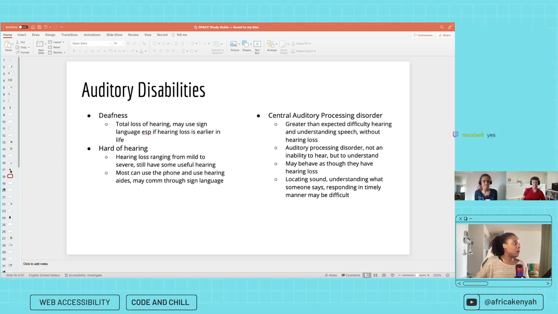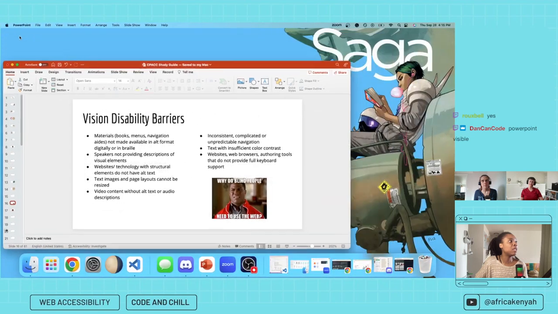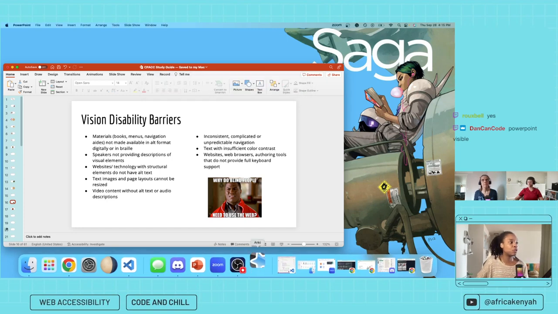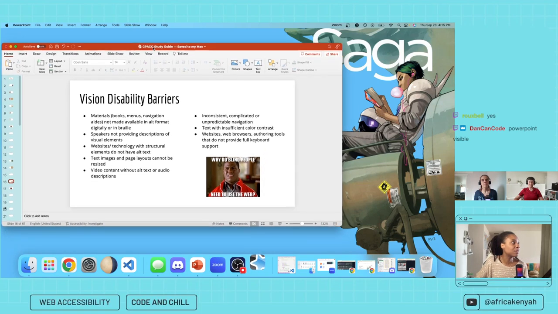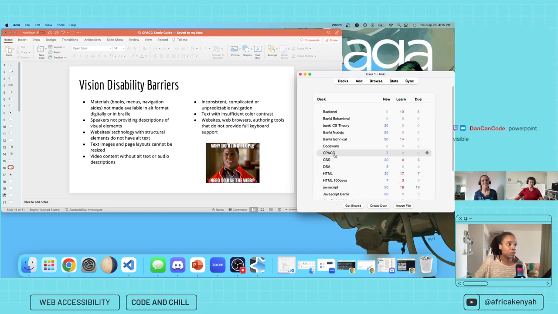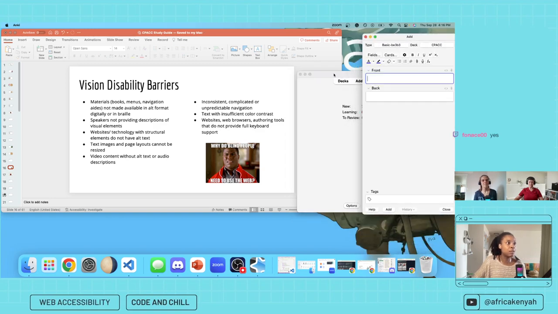All right, so where we left off was vision disabilities. We saw vision disabilities and talked about assistive technology with Dorlyn. Now we're going to break out Anki. If you have Anki downloaded, pull it up. If you're taking physical note cards, pull out your note cards, or a book, or writing it down, whatever you need. Here goes my CPAC right here, and we're going to add to this.